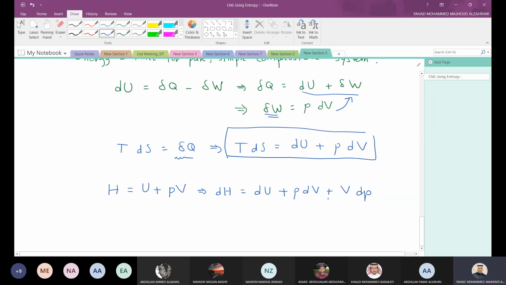All right, is this okay? Yes. So we're just differentiating. dH equals du plus the derivative of the first times the second plus the derivative of the second times the first. Okay, so this is simple calculus. So we got dH. That means I can remove du and put dH minus pdv minus vdp.